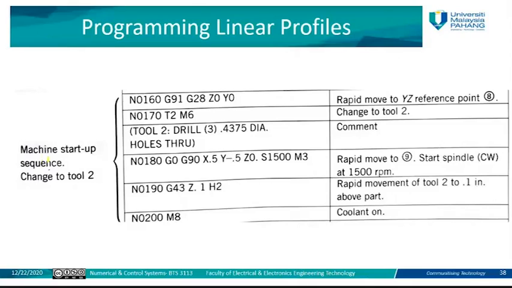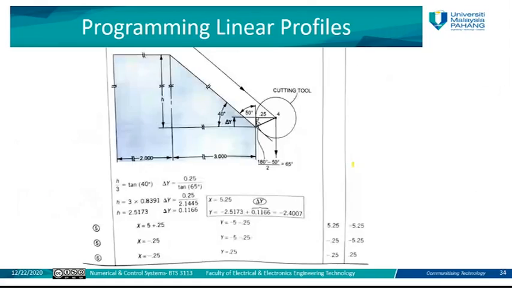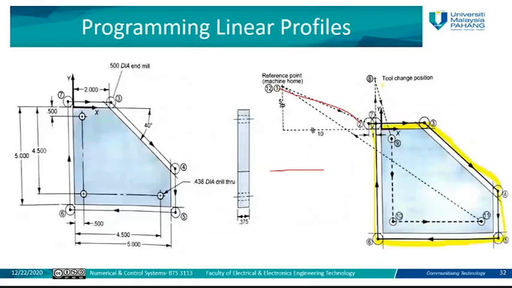So this is the machine startup for sequence number 2. The machine needs to change to sequence number 2, or tool operation number 2 here. So rapid move to the YZ reference point, which is number 8. This is the second reference point for the spindle, the tool change position. So we move from 7 with G0, fast traverse from 7 to 8, and at this point we are going to make the tool change.